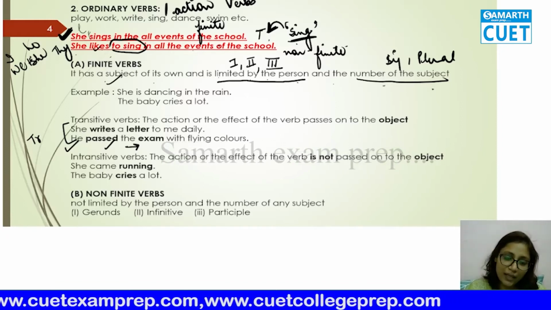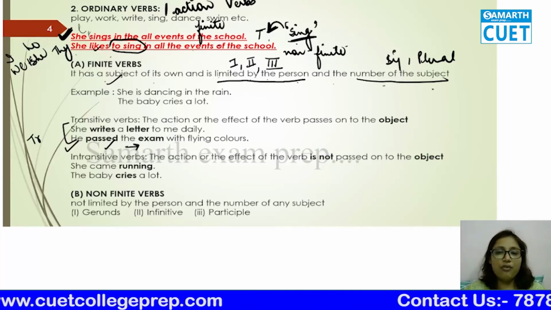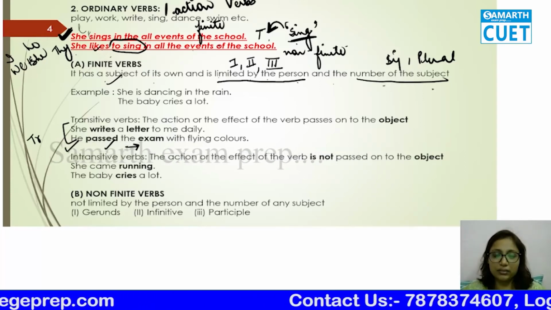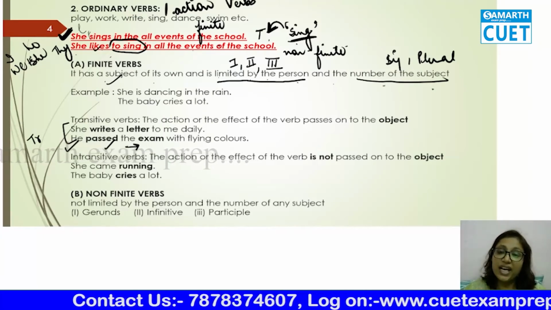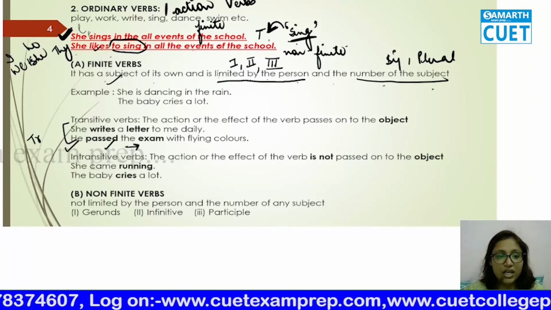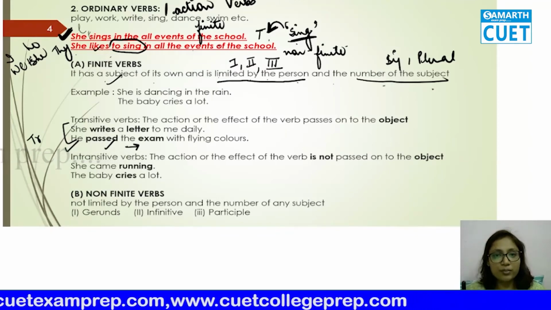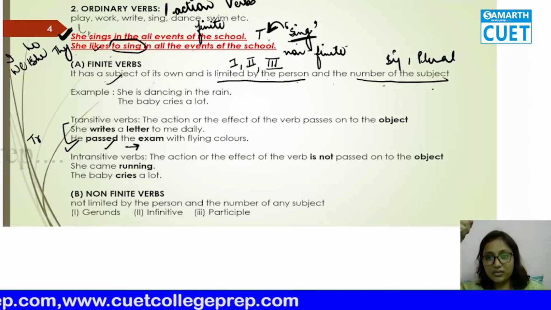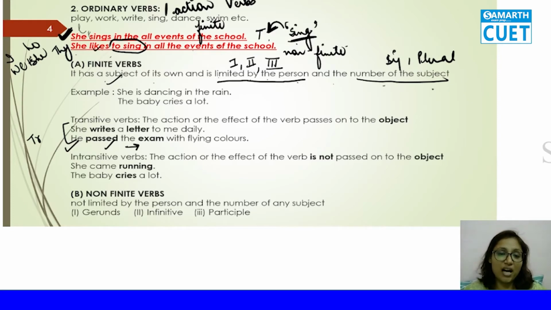Intransitive का example देखते हैं. Let's see that first. She came running. वो भागती हुई आई. बस कौन भागा? वो आया. भागती हुई क्या किया? आई. ठीक है, लेकिन उसने भागती हुई आके क्या? If I say she came running into my room, then transitive. Because उसके पास ऑब्जेक्ट आ जाता. It would have passed the action onto the object. यहाँ ऑब्जेक्ट नहीं है.